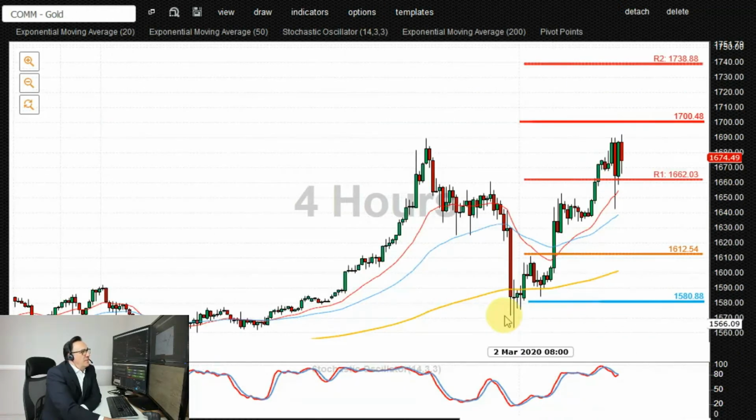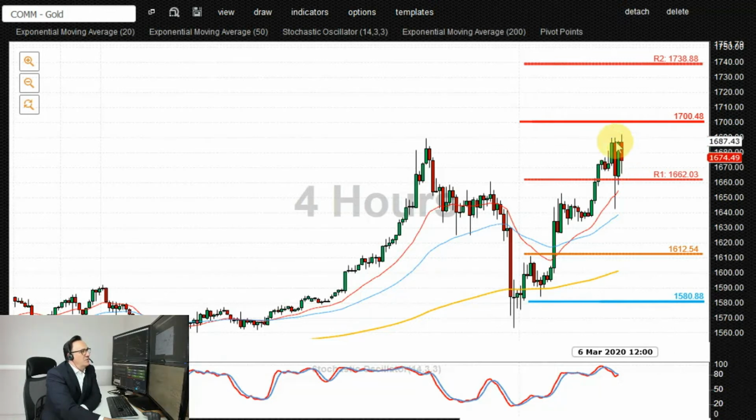Gold, we saw a massive rally higher as well. Inability of gold to break through these current swing highs at 1690 is projecting it as the initial resistance. Some analysts are starting to talk about this double top. It's too soon to be talking about that.